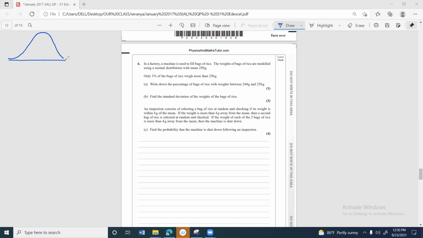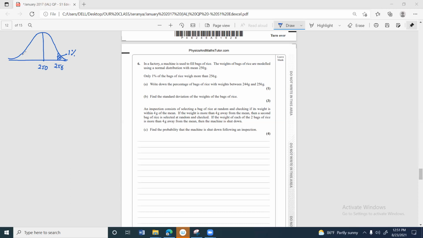A normal distribution is just like a symmetrical graph like this. The mean is 250. Then they mention only 1% is more than 256. Only this proportion is 1%. Write down the percentage of the bags of rice weighing between 244 and 256.